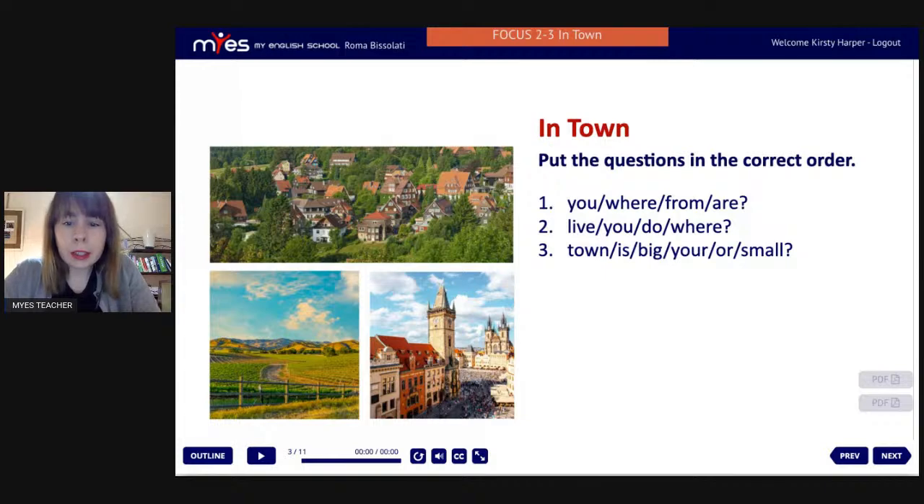How do we put them into the right order? Well, in English, what we need first is the question word. What is a question word? Well, a question word is usually something like what? What? Why?